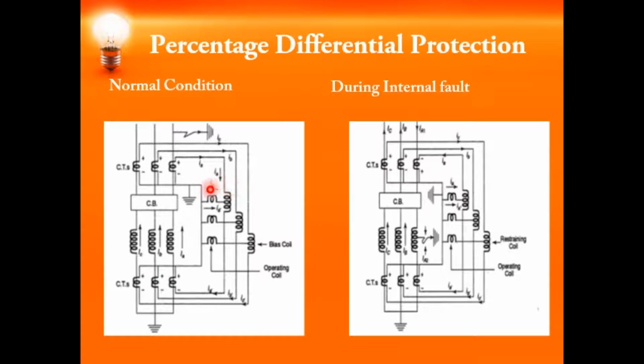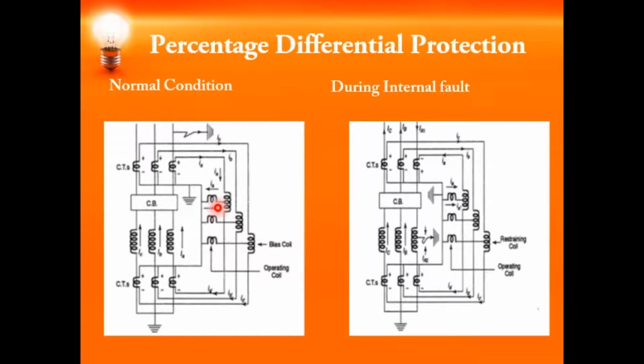You can observe that the currents flowing through this operating coil are in opposite directions. If this current is written as IA dash, the current flowing here is IA. So the current flowing through the operating coil is IA minus IA dash, the difference of the currents from the upper CT and lower CT. If this differential current through the operating coil is 0, the relay will not operate.